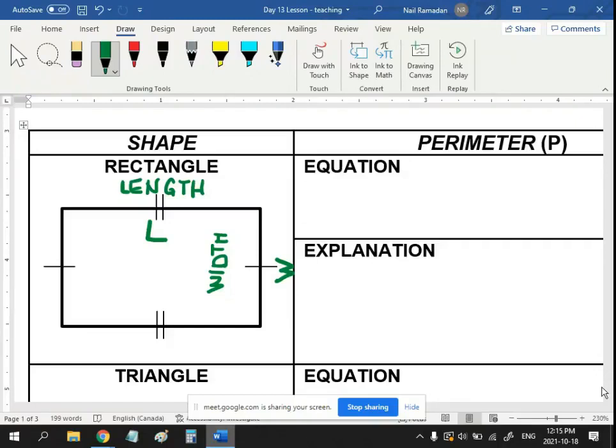Well, what does that mean? This is also another length, and this is also another width. So now we're not going to write the words, we're just going to write the symbols. So go ahead and put W here.